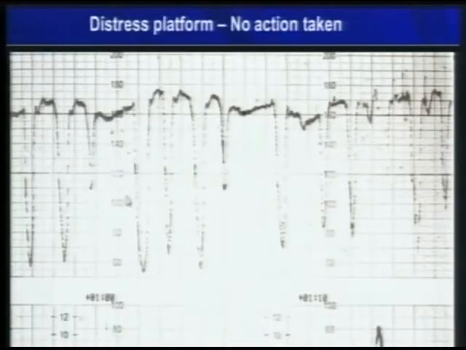Midnight, they forgot to see her. At 1 o'clock, the heart rate has gone to nearly 170. Now, this is a bad trace because not only has the heart rate gone from 140 to 170, but also the variability is getting reduced.